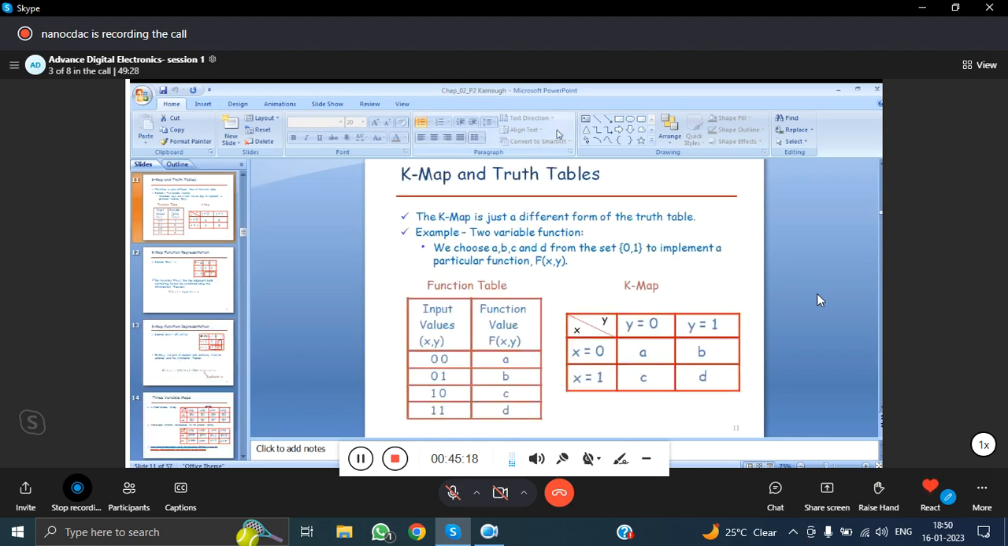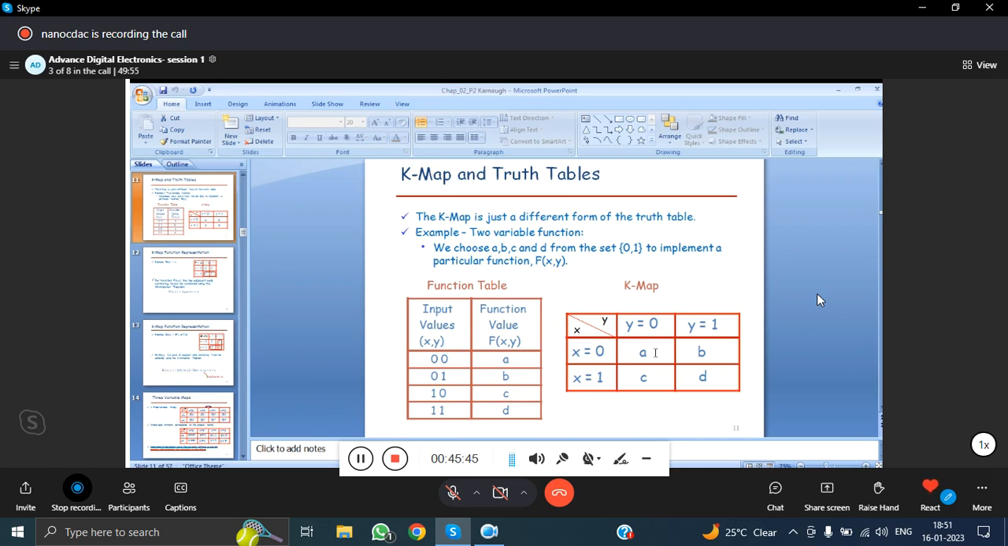If you see the truth table of a two variable function, here we are choosing A, B, C and D as the functions, a set of 0 and 1 to implement a particular function f of x y. The input values are 00, 01, 10, 11. These are the binary values. What is the function value? A, B, C, D. These are the functions.